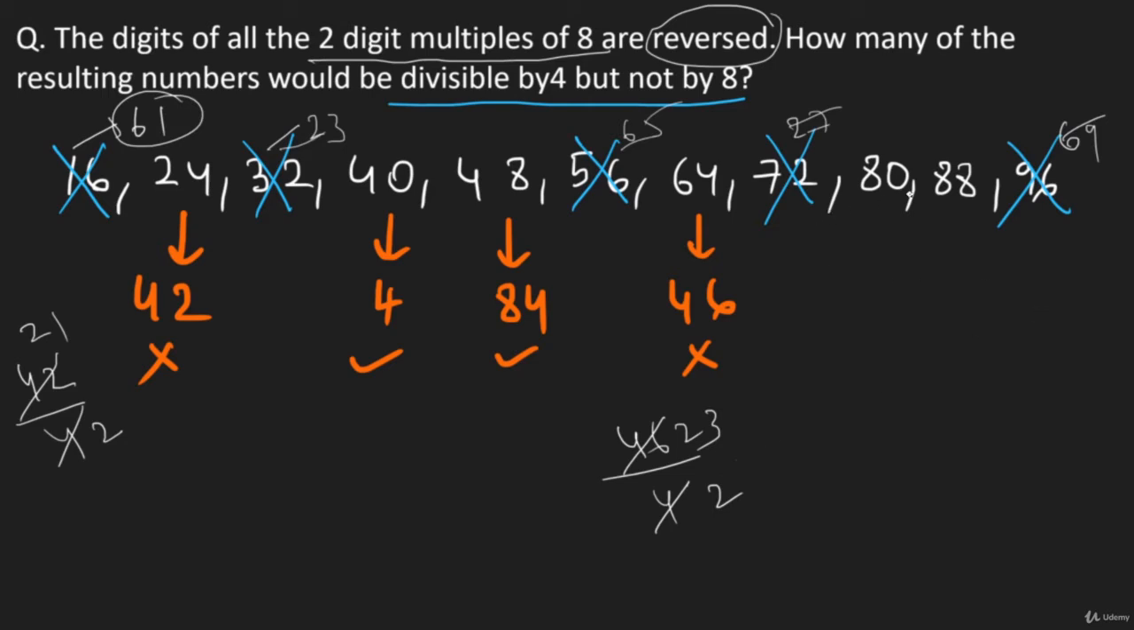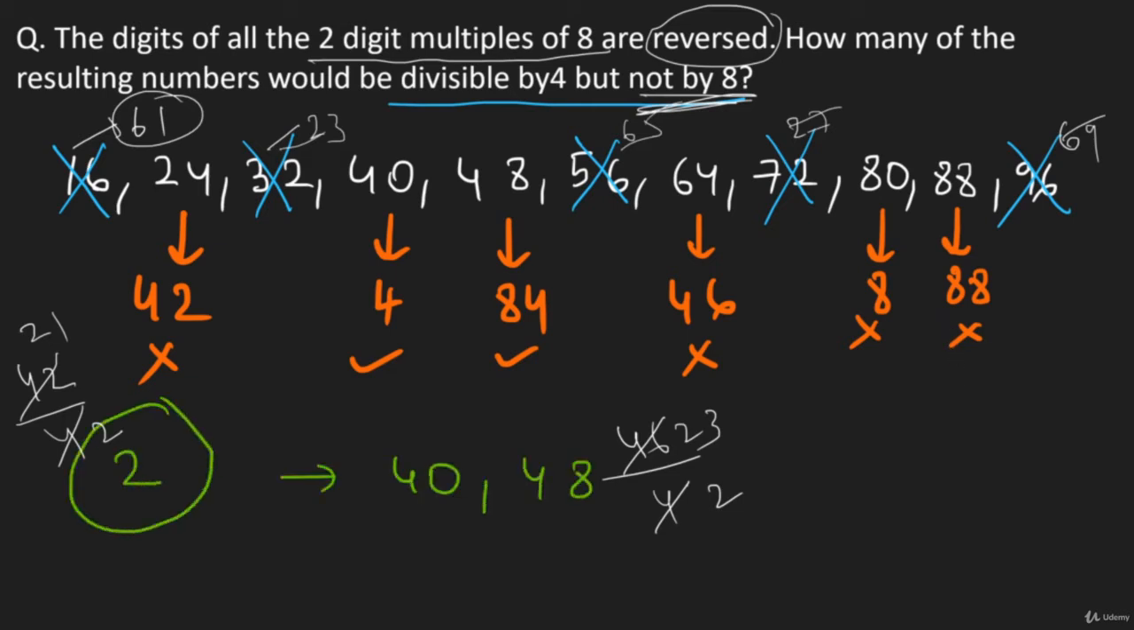Alright, now if I go on, 80 and 88, these are divisible by 8 when I reverse them, right? Over here I get 8 and over here I get 88, but in the question it's mentioned that it should not be divisible by 8. So therefore these two also do not satisfy the condition. Therefore I am just left with two numbers that satisfy the condition, that's 40 and 48. So the question asks us how many such numbers are there, and the answer is 2.